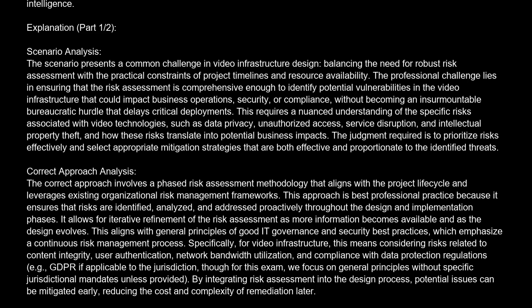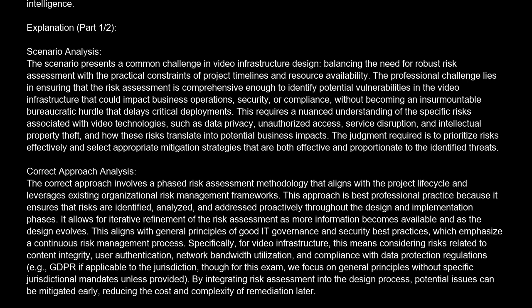By integrating risk assessment into the design process, potential issues can be mitigated early, reducing the cost and complexity of remediation later. Incorrect approaches analysis. One incorrect approach is to conduct a superficial risk assessment that only addresses the most obvious threats, such as basic network security.